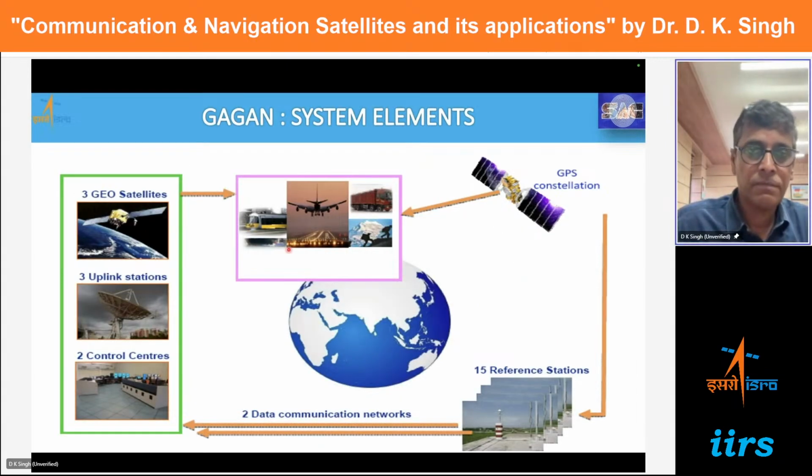Now the Gagan system view looks like this: 3 geosatellites, 1 uplink station. The uplink station is fed by the various data collected by reference stations and all those corrections, the position of the atmosphere, various errors.